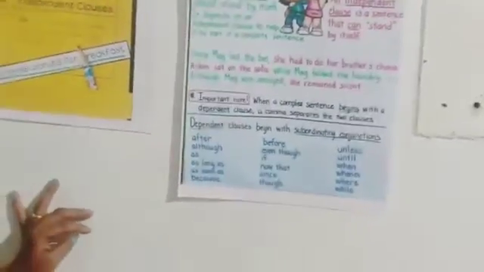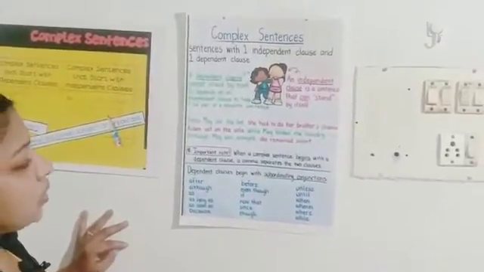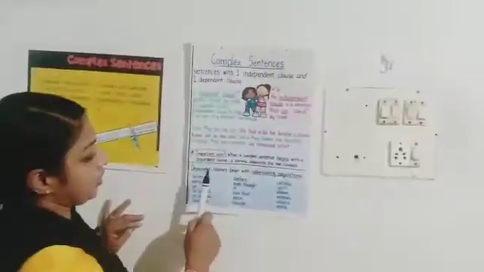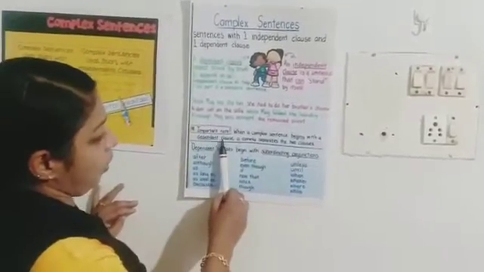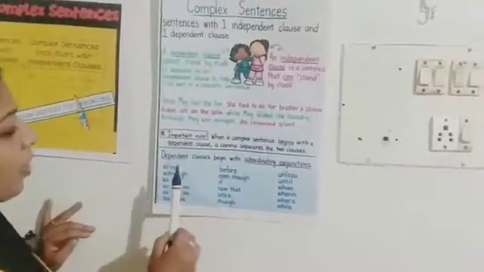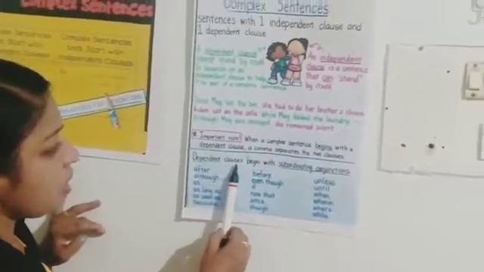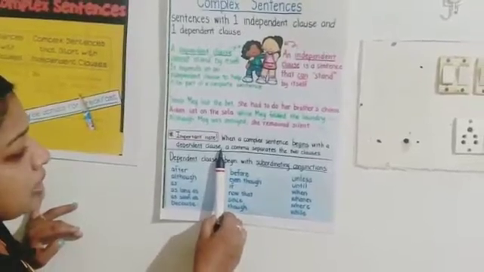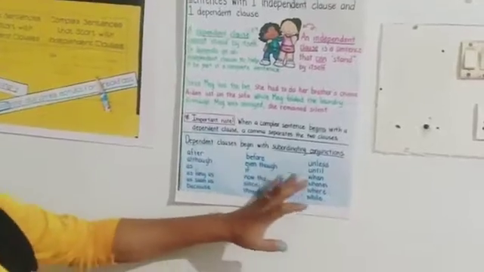So how do we create a complex sentence with the help of a subordinating conjunction? Always keep another important note: when a complex sentence begins with a dependent clause, a comma separates the two clauses. That means whenever a complex sentence starts with a dependent clause, you have to use a comma after the dependent clause. All these are dependent clauses.